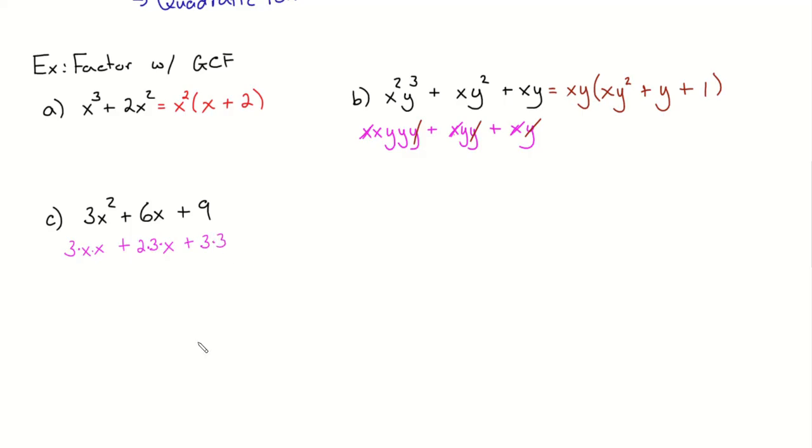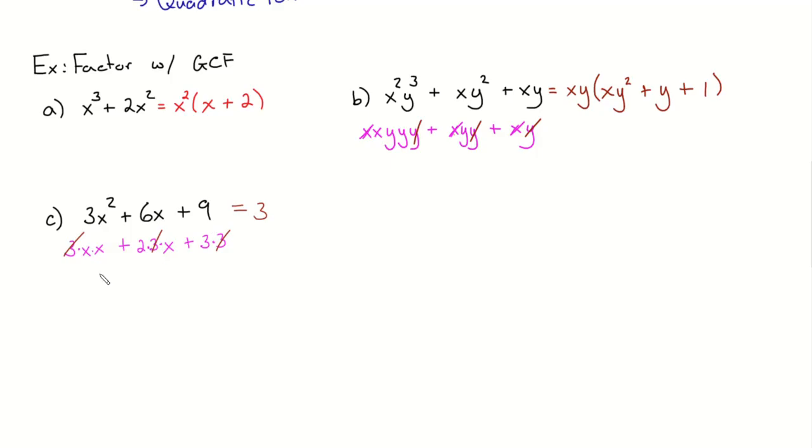3 times 3. When I write it in this way, it becomes much more clear if you're struggling to see it. What goes into all 3 of these? What do they all have? So they all have a 3, so I'll take a 3 out. Do they all have an x? No, the last term doesn't. So can I take an x out if it doesn't have one?